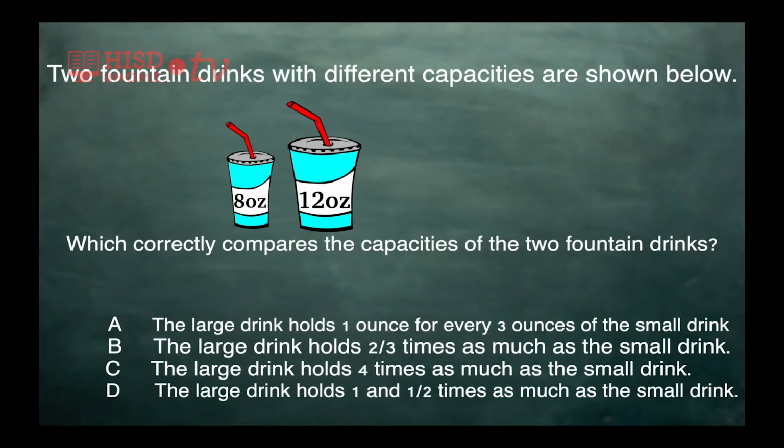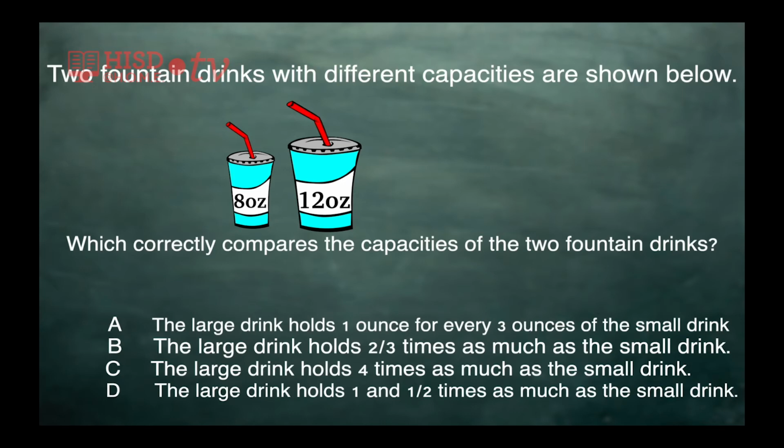2 fountain drinks with different capacities are shown below. Which correctly compares the capacities of the 2 fountain drinks? Well, let's take a look at A. The large drink holds 1 ounce for every 3 ounces of small drink. Well, if I look at the number 8, I can't break that down into groups of 3. And even if I did, I would get 2 groups of 3, and then I would have a remainder. So no, that's not correct.